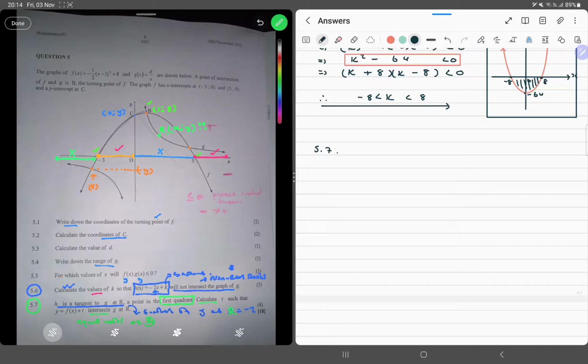So first of all, what do we know? If this graph intersects G at this point R, it means the gradient of this graph is also going to be equal to -2 at that point. Can you see that? So it means the gradient of this function as well will be minus 2. So that means we're going to apply calculus.